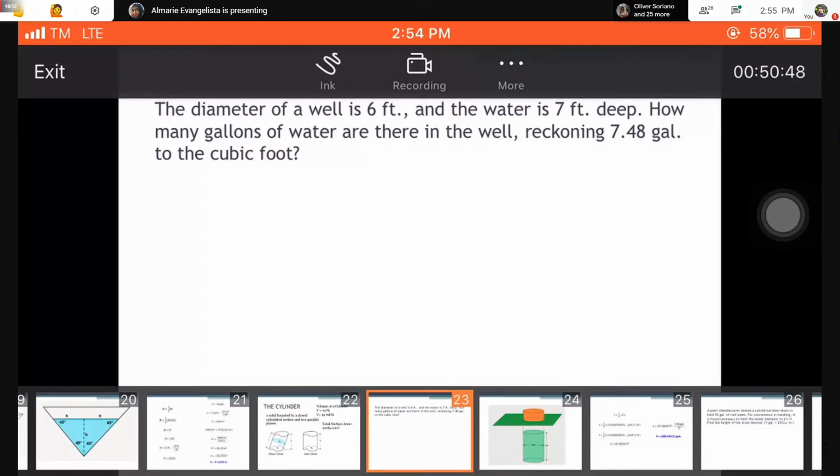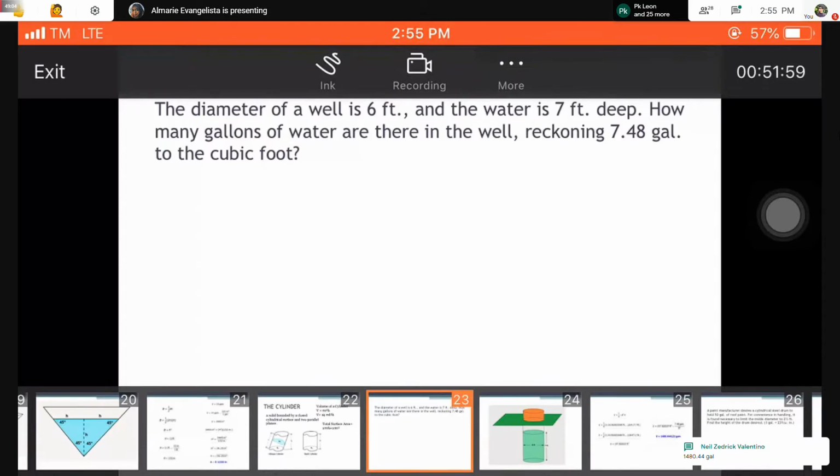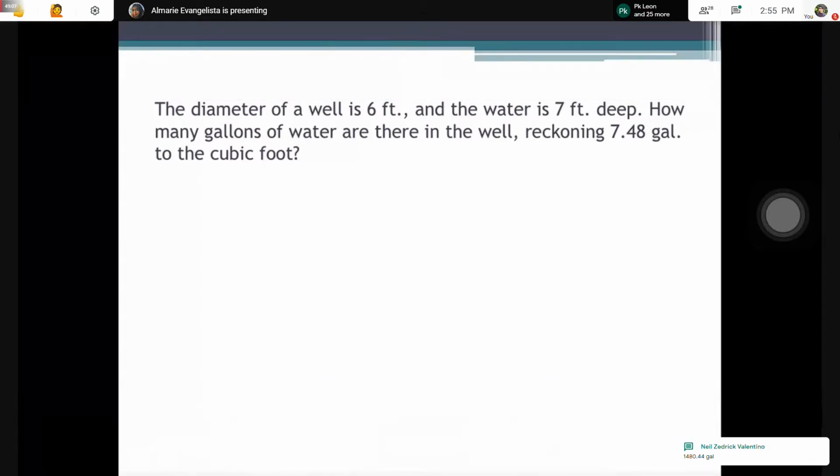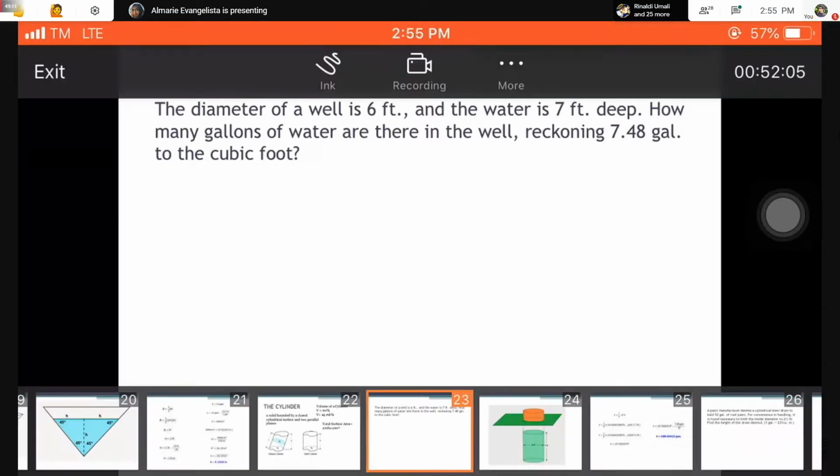Yan, may nakakuha na ba sa inyo? Hindi ko lang po sure pero 1,480.44 gallons po yung mag-fit. Sige, may iba ba nag-try ng sagot? Sige. Try natin.